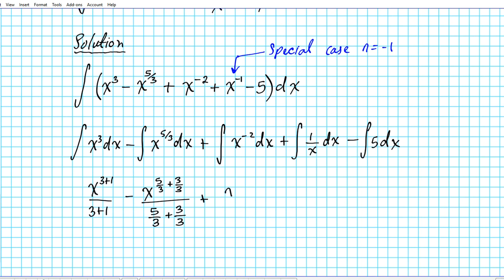plus x to the negative 2 plus 1 divided by negative 2 plus 1, plus, now what's the rule for integrating this special case? Whenever the power is negative 1, the integral is going to be the natural logarithm of the absolute value of x minus, you remember the constant rule? The integral of 5 is going to be 5x.